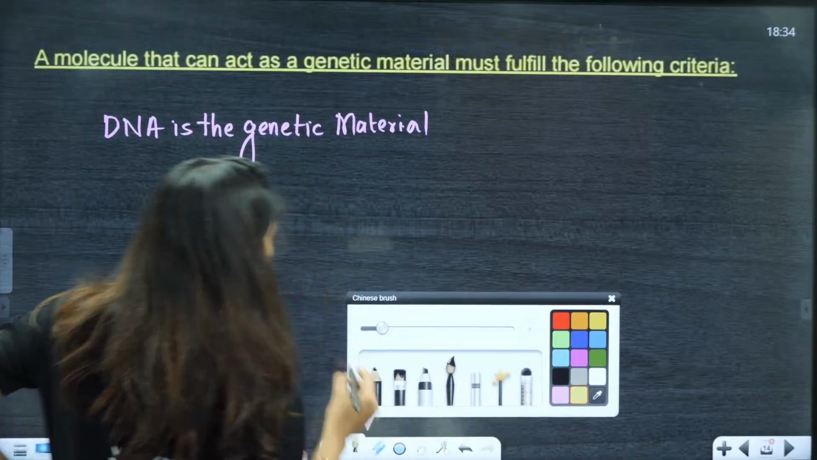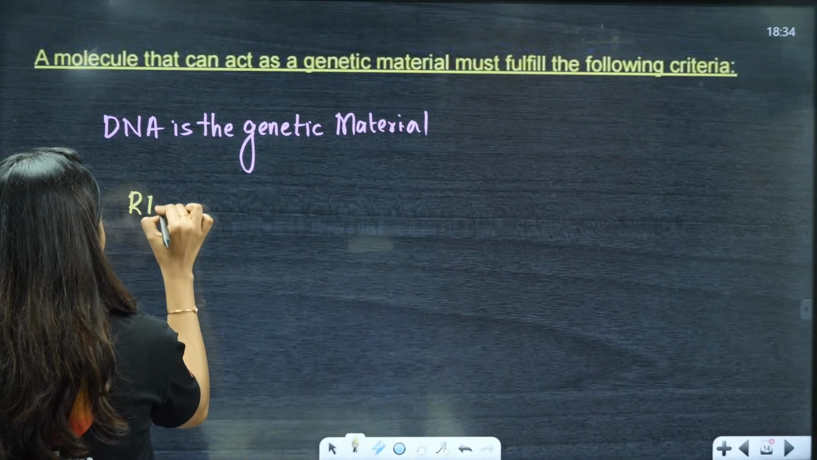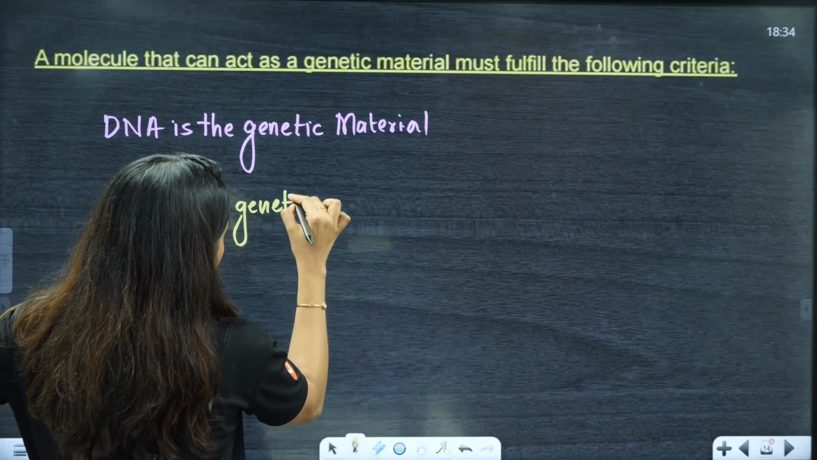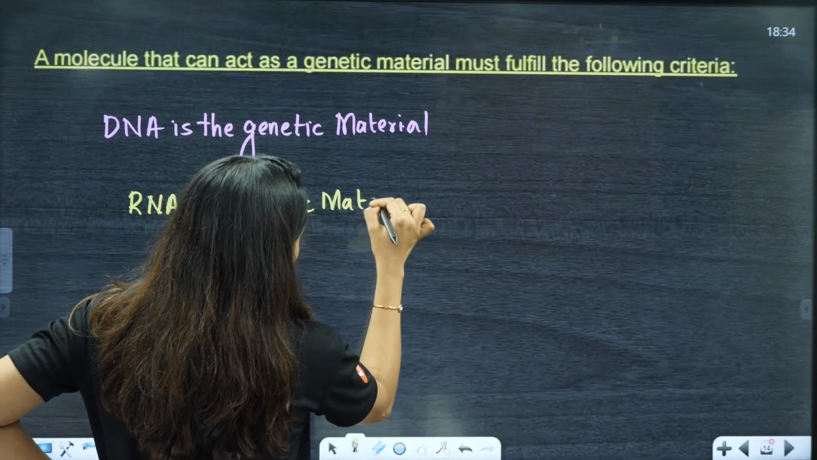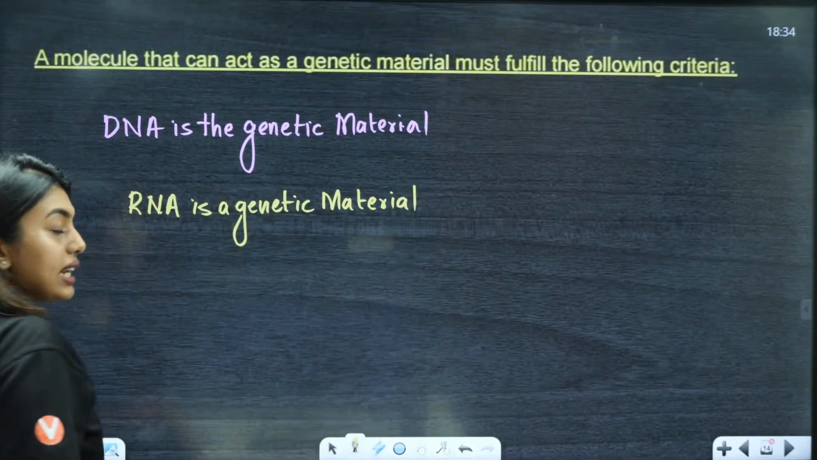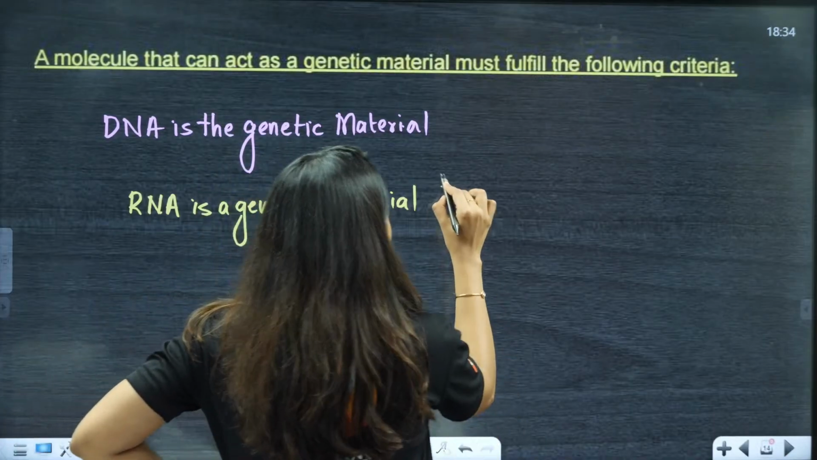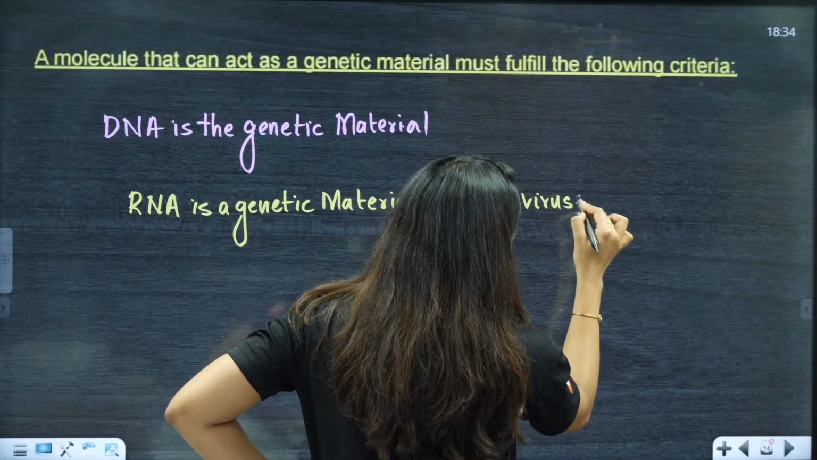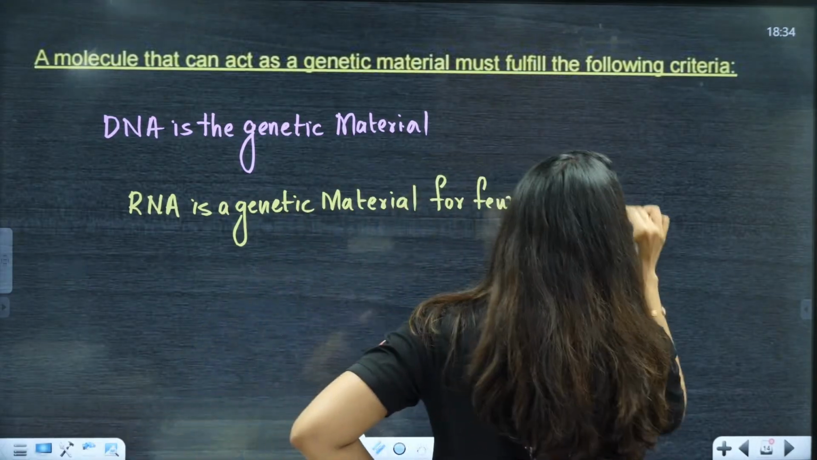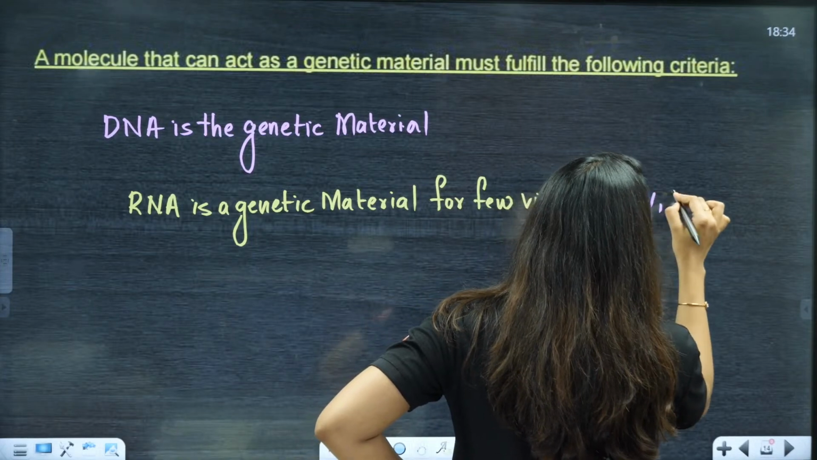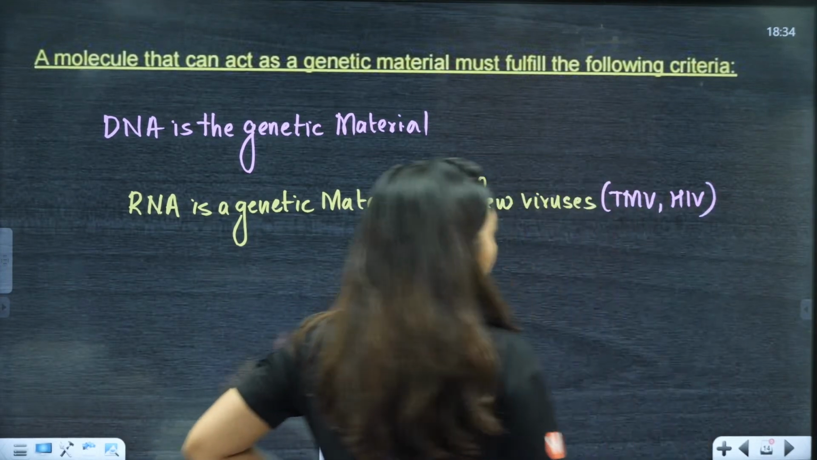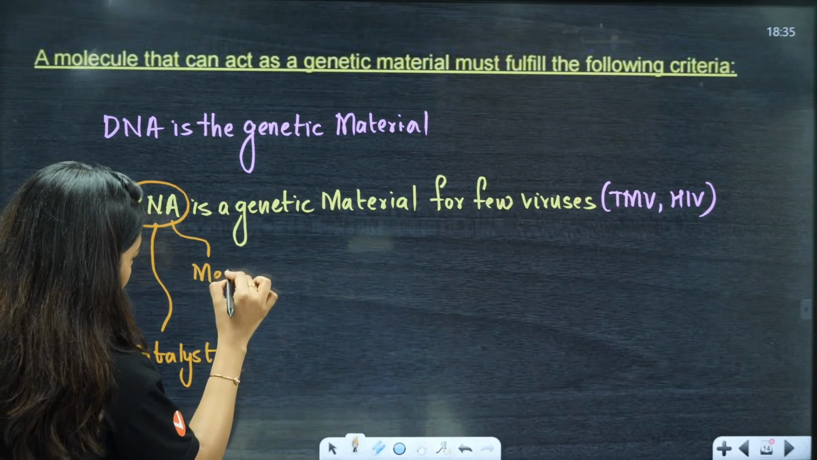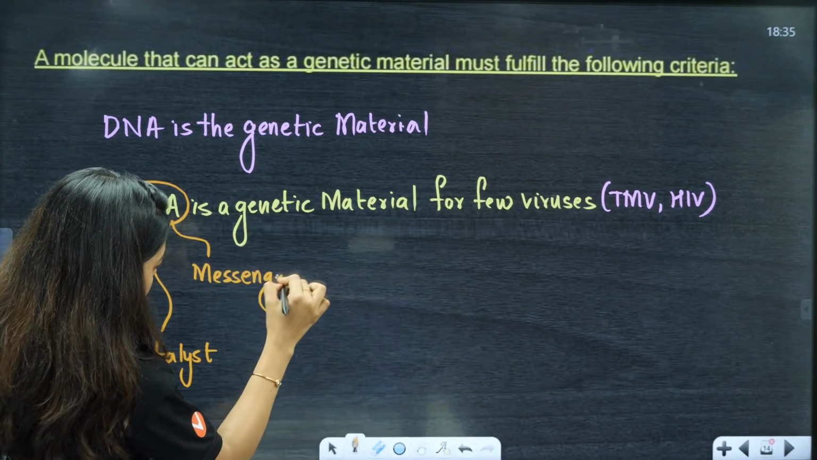Now here what you have to do, what about RNA? RNA is a genetic material. RNA is a genetic material for which organisms? For a few viruses, like your HIV, TMV, coronavirus. It is also a catalyst. It also acts as a messenger.